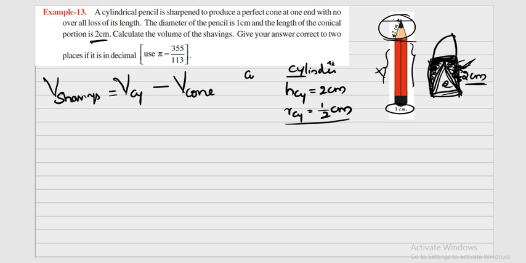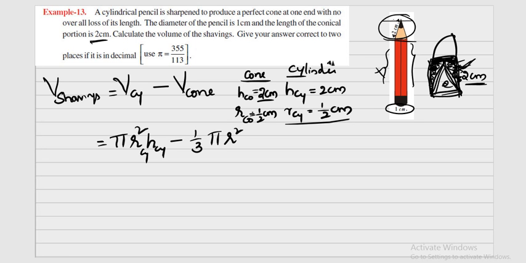Next, talking about the cone, what are the things that are given? The height of the cone is the same as the height of the cylinder, so h, the height of the cone, is 2 centimeters. What about the radius? The radius is also the same as the cylinder, so the radius of the cone is also half a centimeter. Now the volume of shavings is given by pi r squared h (cylinder) minus 1/3 pi r squared h (cone).